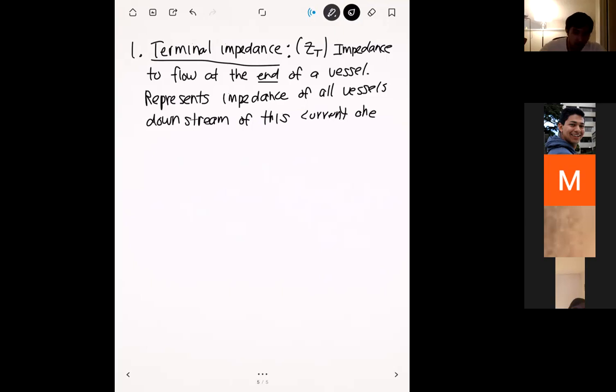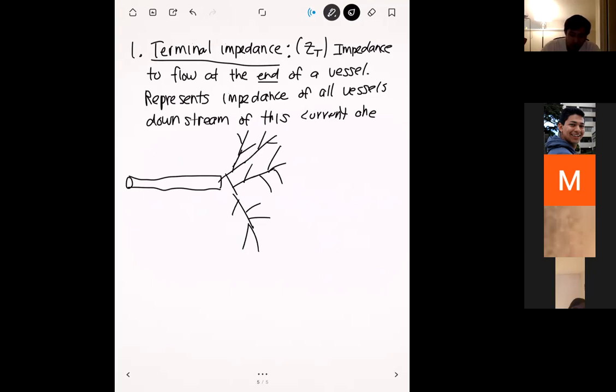And so basically, you can think of terminal impedance like this. If you have a vessel that looks like this, normally after the blood leaves this particular vessel segment, it's going to split off into all the other branching vessels. These are all the vessels that we don't see in our model, but they're there. We have capillaries, arterioles, just downstream vasculature that exists outside of our model right here.